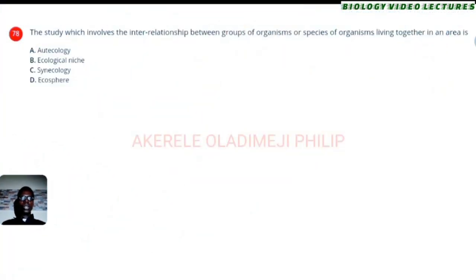The study which involves the interrelationship between groups of organisms or species of organisms living together in an area is going to be synecology. Yes, it studies groups of organisms. Autoecology, that we saw some time ago, was about a particular organism, one singular individual or only a small species. But this one is talking about groups of organisms or species living together in an area. That's synecology. You're studying them together. So that's C.